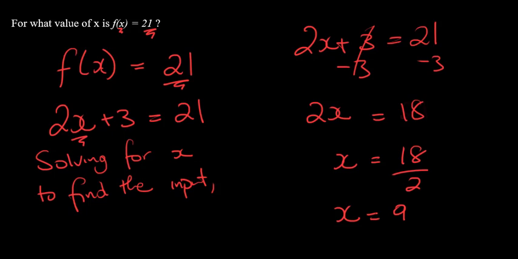Therefore, my input when my output is 21 is 9. And if I test it, it works, because if I check it here, if I say 2 times 9 plus 3, that's going to give me 18 plus 3, and 18 plus 3 is 21.